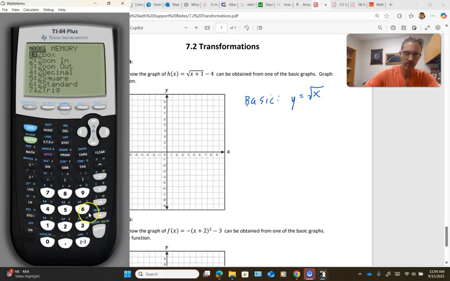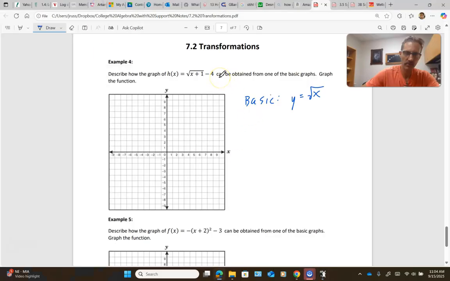Let me change my viewing window. There we go. Okay. So, what will the graph of our transformed function look like, which is y equals the square root of x plus 1, and then there's a minus 4? Well, this one has 2 transformations. It's got this plus 1. This is like being inside the parentheses with the x, but it's under the radical. It's under the square root. So that's what we take into account first.